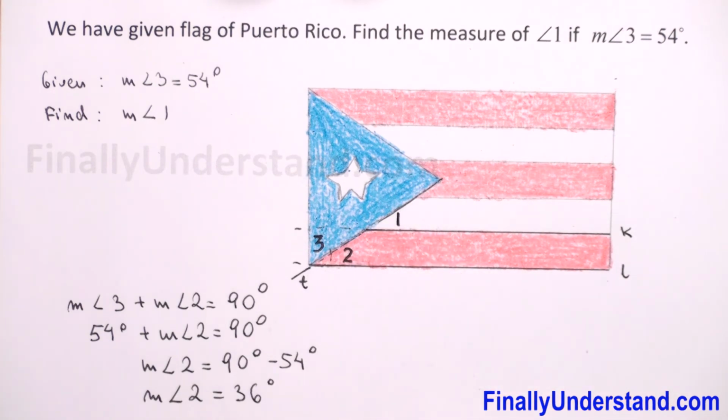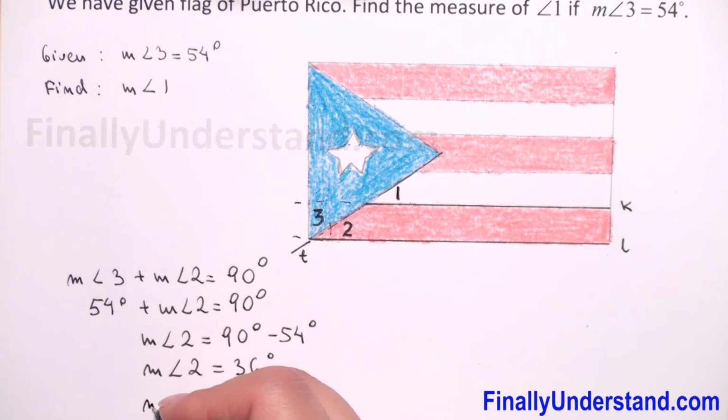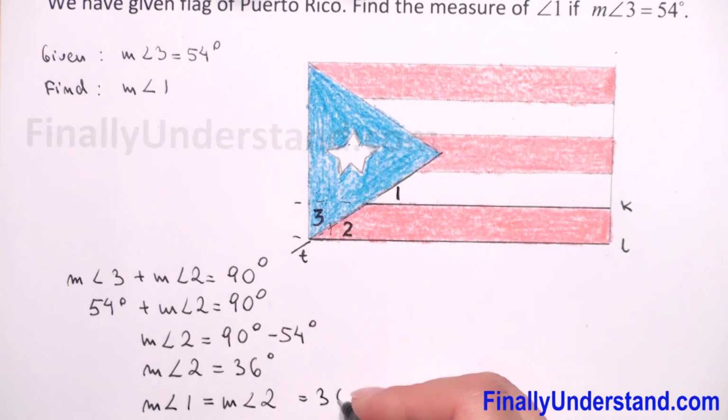So the measure of angle 1 is equal to the measure of angle 2. So this is equal to 36 degrees. So we found the measure of angle 1. This is my solution.